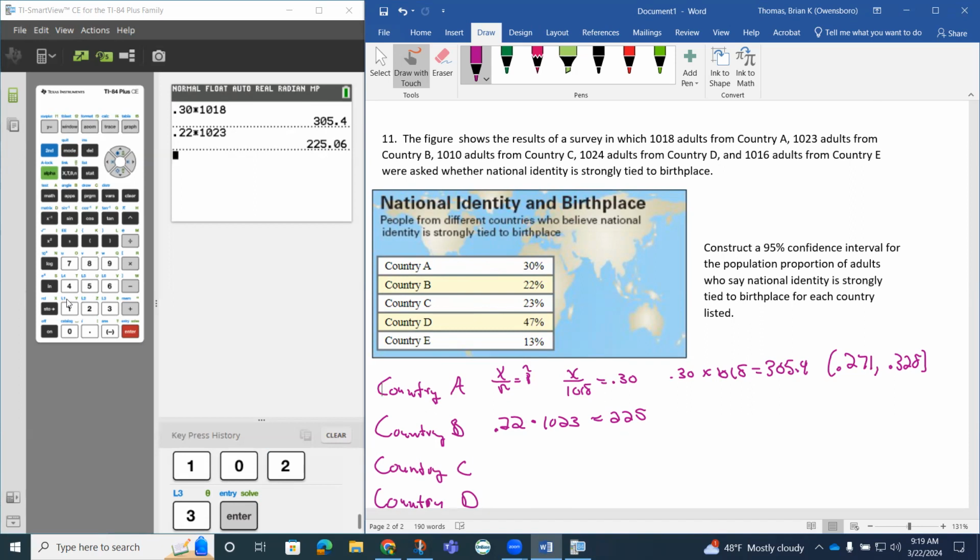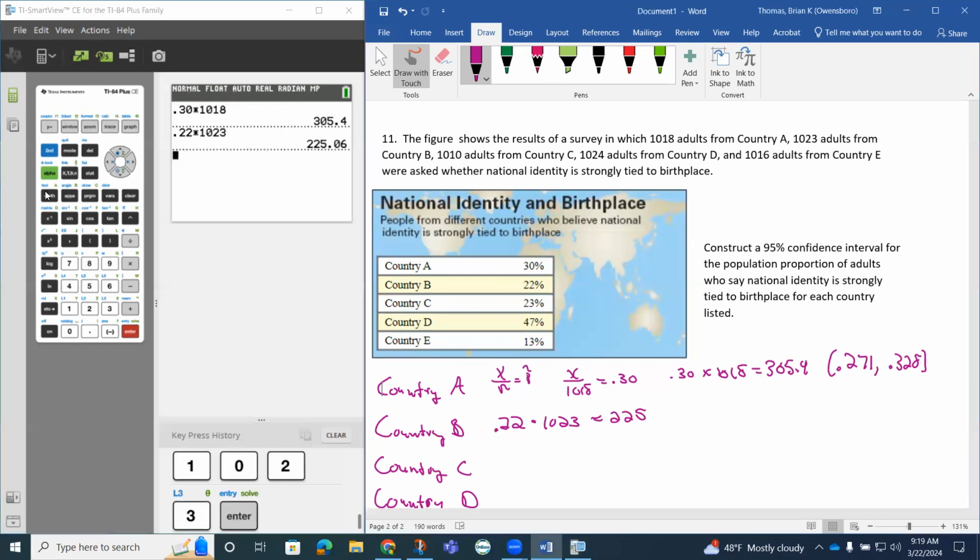So again, it depends. For me, I've been born and raised in Kentucky, so I haven't really traveled a whole lot. But if you are somebody who's traveled a whole lot, you may not have strong connections to where you were born. So really, it's all about your experiences for some folks.